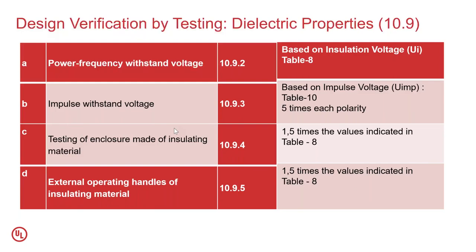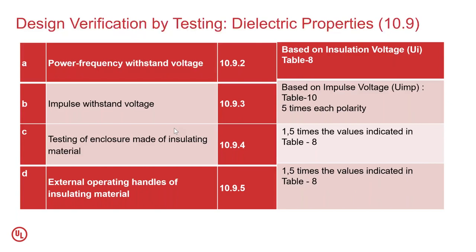Basically, the same way as I mentioned for the dielectric test, here we apply 5 positive and 5 negative shots, again between all live parts of different potential, between each live part and different potential, and between each control and auxiliary circuit where applicable. Means power frequency voltage is based on insulation voltage. Don't forget this. Hence, we are always asking for the switchboard, what is the insulation voltage which is required for us for the power frequency voltage test value. For impulse voltage, again, we see what impulse voltage I need to apply based on the sea level.